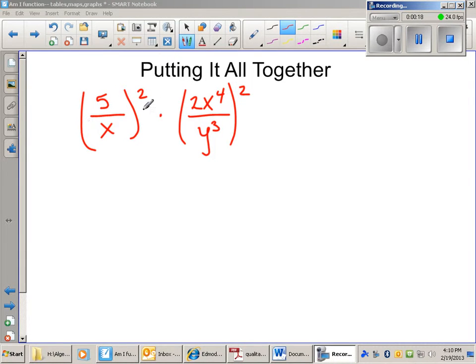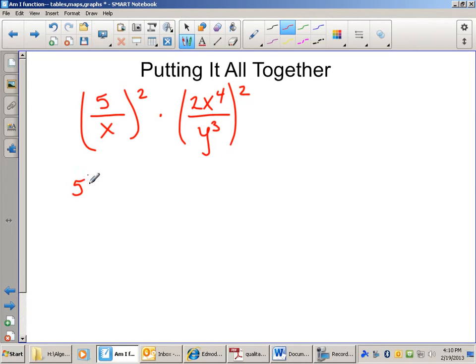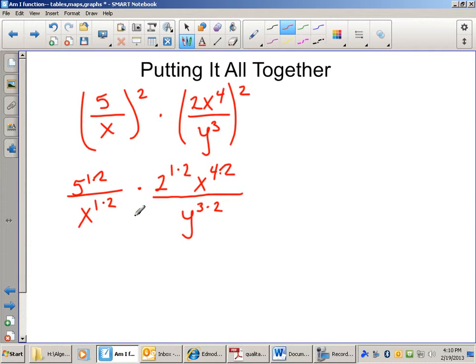This first one, we have to take the power of 2 to everything inside here. So we have 5 to the 1 times 2 and x to the 1 times 2, and multiply that by 2 to the 1 times 2 power and x to the 4 times 2 power. And on the bottom we'll have y to the 3 times 2 power. So now we're going to simplify all that stuff.